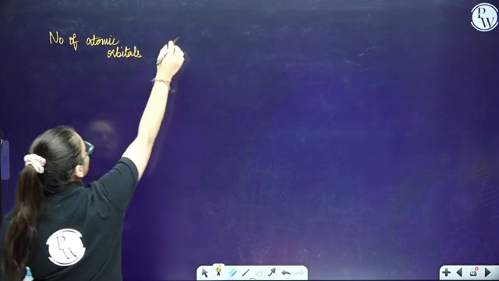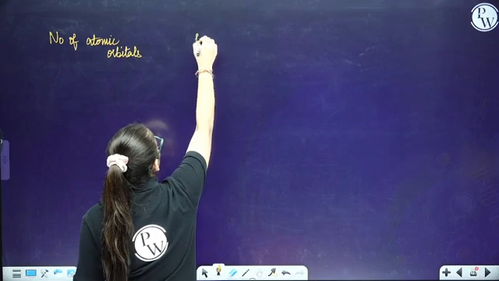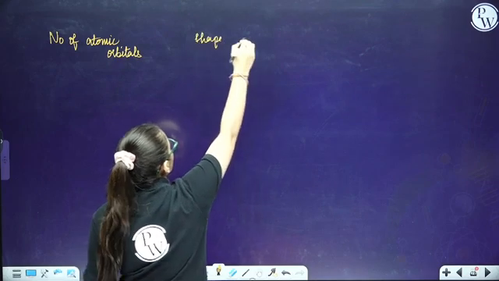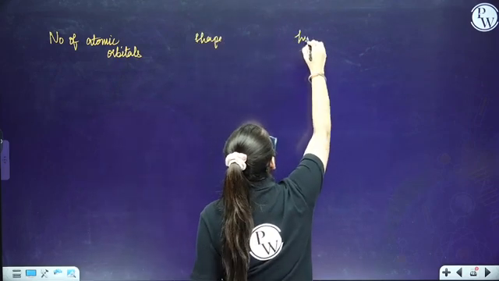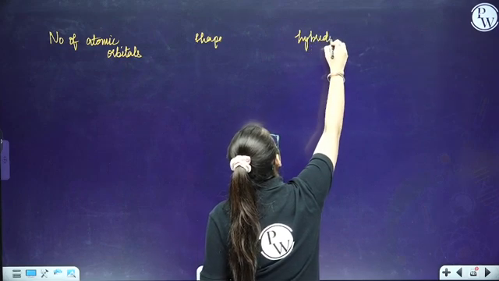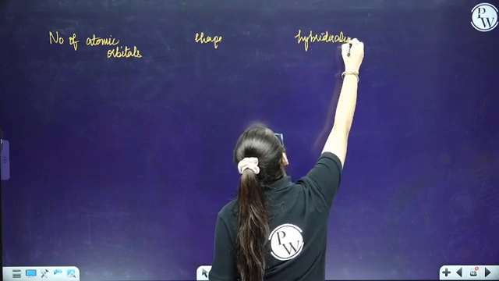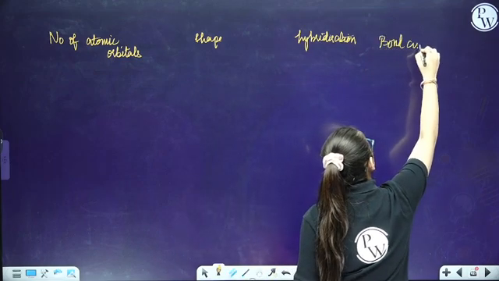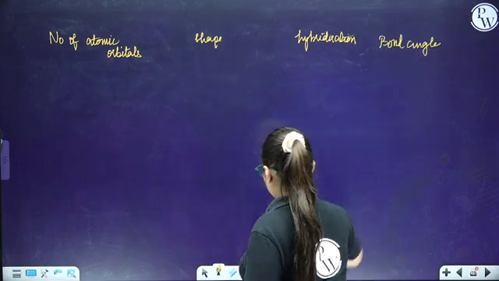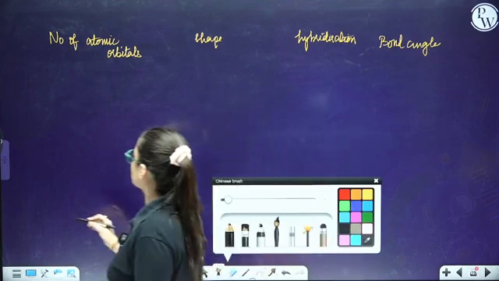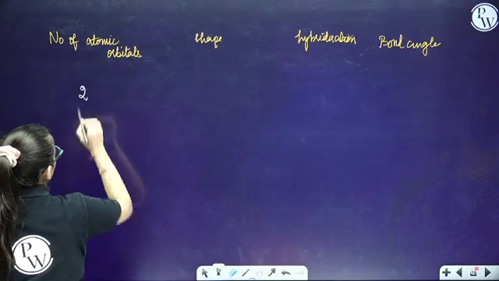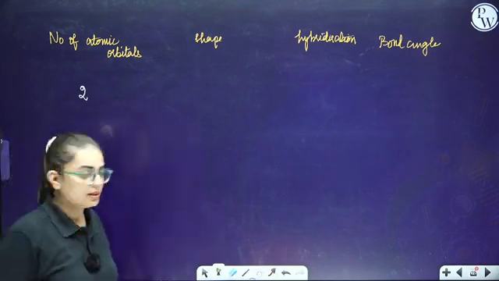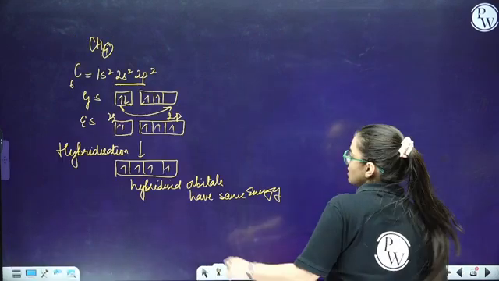Here I am going to write the shape, and here we will be writing the hybridization. Here is the bond angle. Now see students, let us take the very first case where we are taking 2 atomic orbitals. One thing let me tell you more: here we are intermixing s and p.